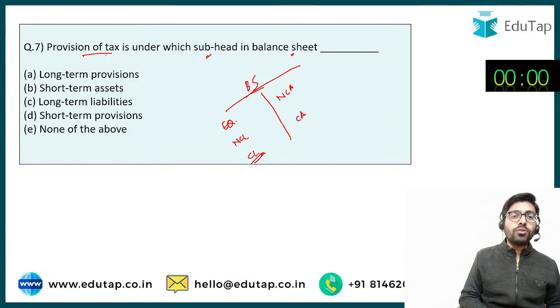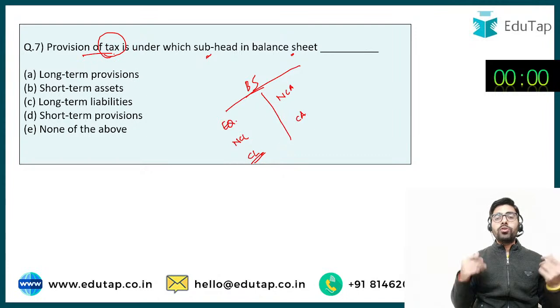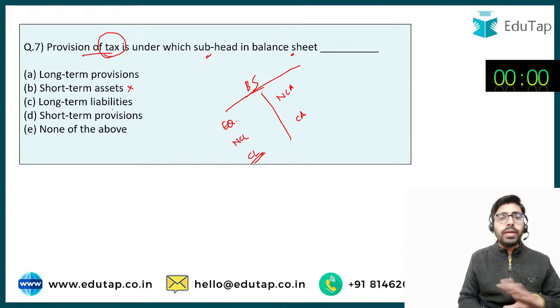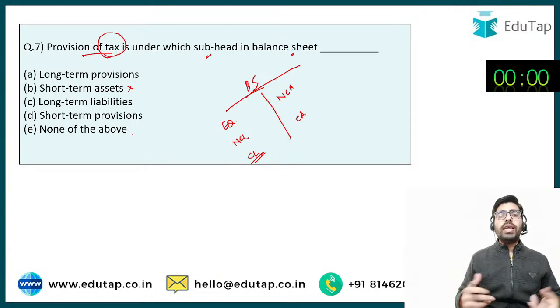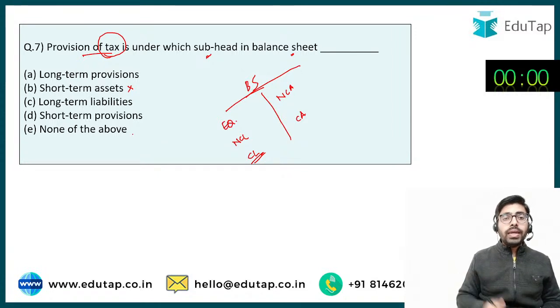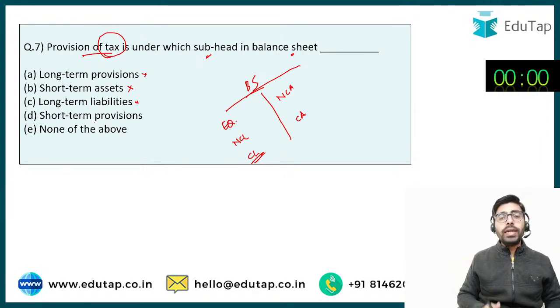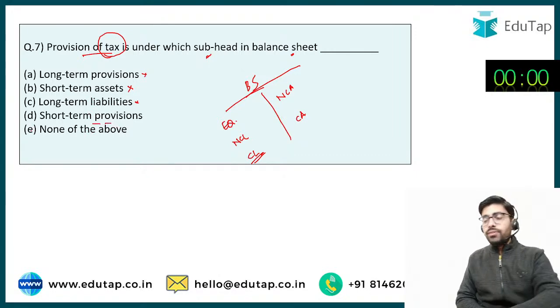So provision for tax. Tax is basically going to be our liability. For a business, tax is to be paid to the tax authorities. So this is going to be a liability. So you can clearly strike out option number B. It is not going to be a short-term asset. Now this tax is to be paid every year to the government. So if a liability is going to be there every year, it is going to be a short-term liability. It is not going to be long-term. So you can strike out option number A and C. You have to make a provision. You have to provide for tax which is to be paid to the government. So this is basically a short-term provision which is made in the books of accounts. So that's why the answer is going to be option number D.